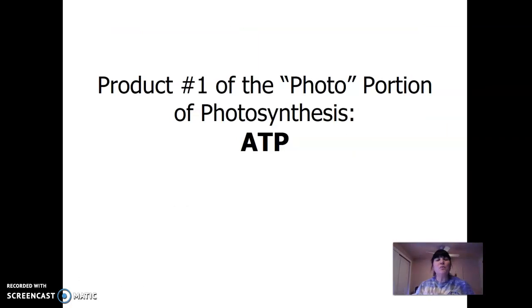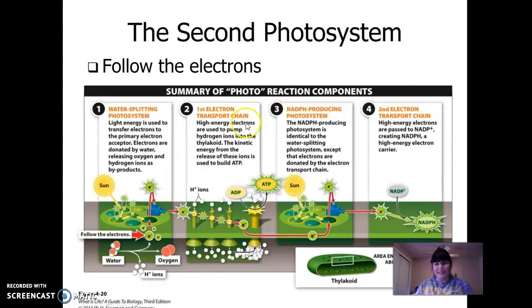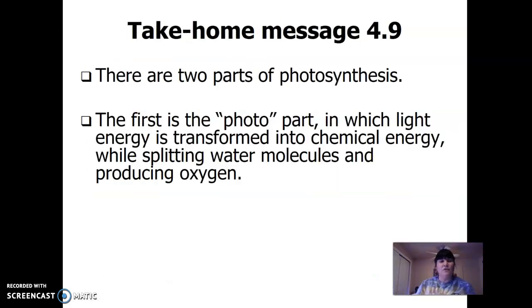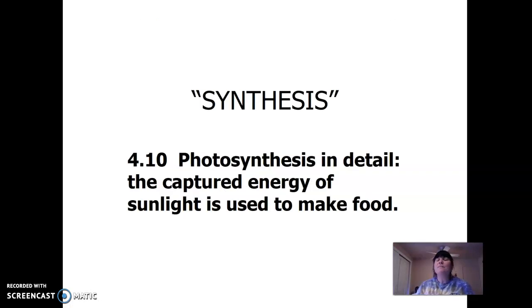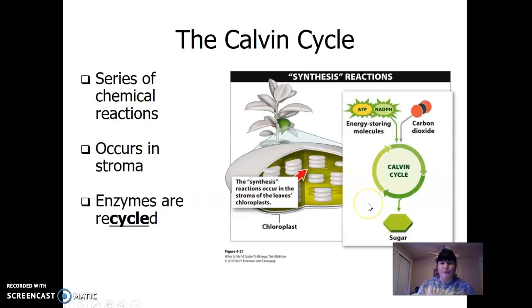Okay. So the photo portion of photosynthesis is this. You don't have to worry about all these details. You just have to worry about grabbing the photons to make ATP. So in the photo part, energy is transferred into chemical energy. Water produces oxygen here in the photo part. The synthesis part is where we're using the ATP to make sugar.